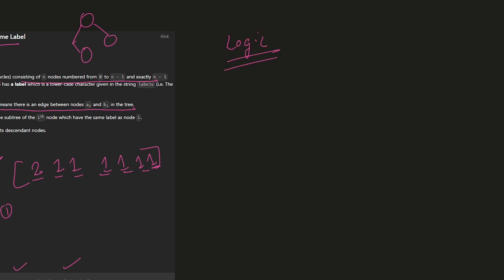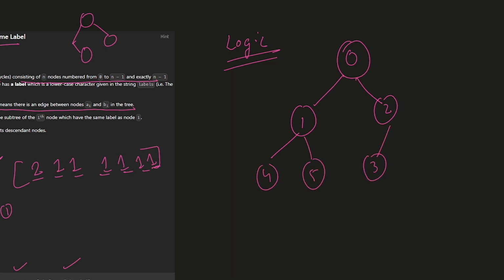So here guys, let me make a tree again. I have 0 node, then I have 1 node, then I have 2 node, fine. Then I have 4 and 5, 3 and 6, right? And they have a label as well. So this has a label A. Let me define the labels with another color. This has a label A, this has a label B, this has a label A, and this is D, this is C, this is E, this is D.